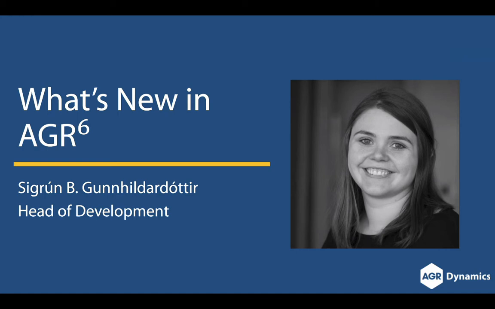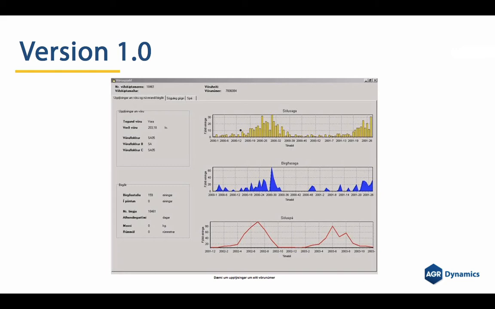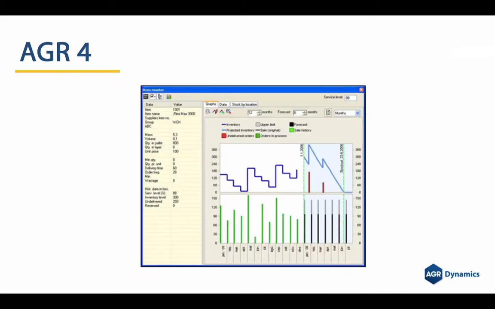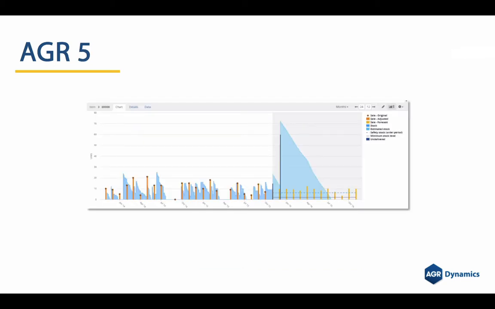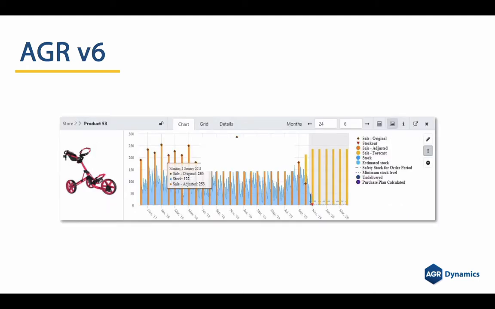If we take a little walk down memory lane, this is the first screenshot I have from the early days of the AGR system. Though when I first started at the company, our customers were using AGR4. This was a client-server-based software installed locally on every user's desktop. Shortly after I joined the team, we introduced AGR5, the first web-based version which we built on the AngularJS framework. This then brings us to our newest big release, the topic of today, AGR version 6.